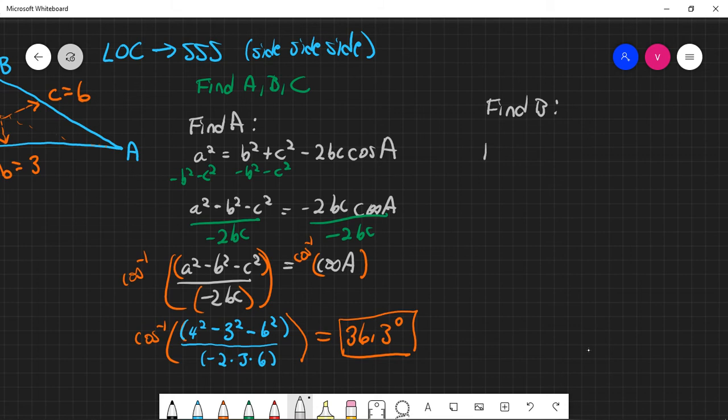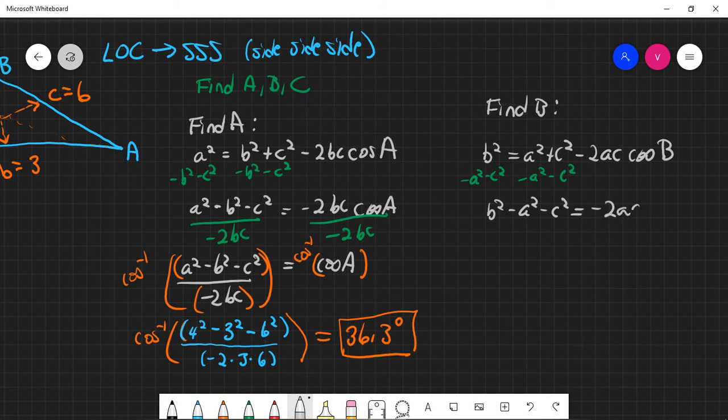So again, if you're finding angle B, you got to use the one that has the angle B in it. So that's B squared there. Then the other two sides, A and C, minus 2AC cosine of angle B. Again, do this algebra first. Just do all that, minus A squared minus C squared. Okay. So you're going to end up with B squared minus A squared minus C squared equals minus 2AC cosine B.